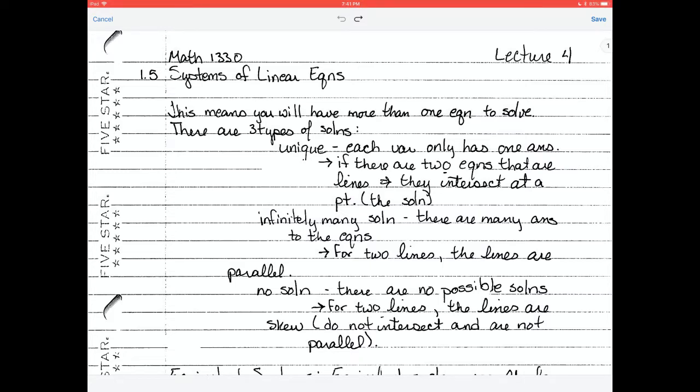Okay, this is the lecture over 1.5. In this lecture, we're going to be talking about systems of linear equations. So there are three types of solutions.